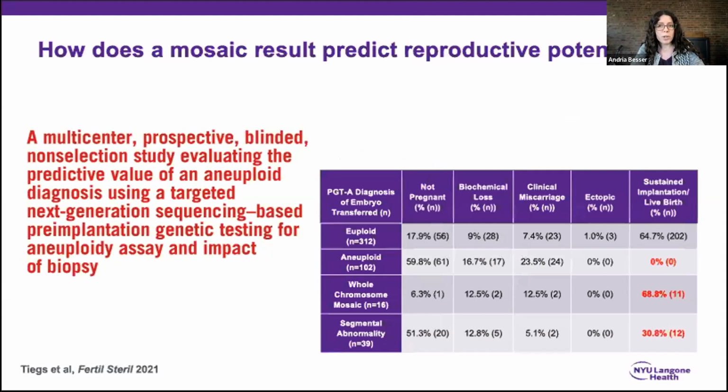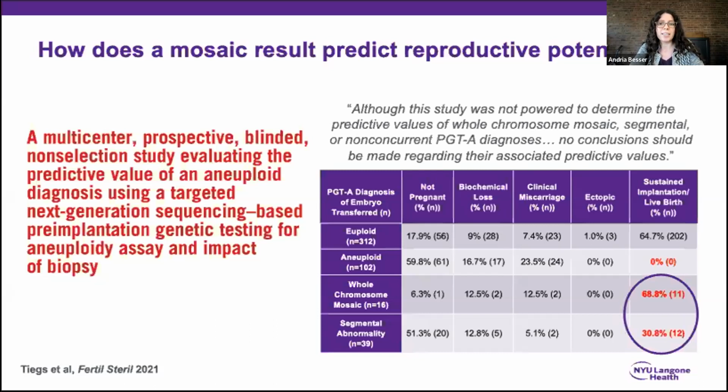There were a few embryos with mosaic results in the study, but it was very small numbers. So there were 16 whole chromosome mosaics, which had a nearly 69% live birth rate, and 39 segmentals, but they didn't distinguish between mosaic segmental and non-mosaic segmental in this study, but those had about a 31% live birth rate. The authors do clearly state that the mosaicism and segmental data here can't be used to draw conclusions or calculate predictive values, since the study just wasn't adequately powered for this. But the data that it gave us about the whole chromosome aneuploids is extremely valuable.